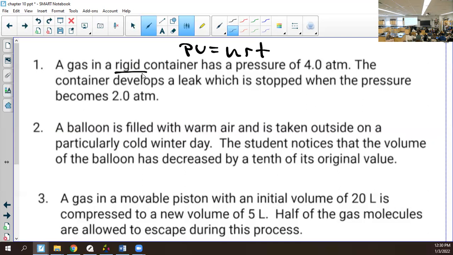Okay. So in question number 1, we are not changing the volume for sure. The container develops a leak, doesn't sound very rigid to me, but whatever, which is stopped when the pressure becomes 2 atm. So the question is, what does that do to everything else? You don't need to worry about R right now because it's a constant, right? So think about what has changed in number 1 with reference to P, V, N, and T. Will you read that one more time and talk with your partner and see what you think of what has changed overall?